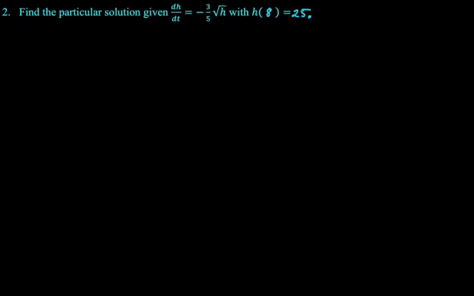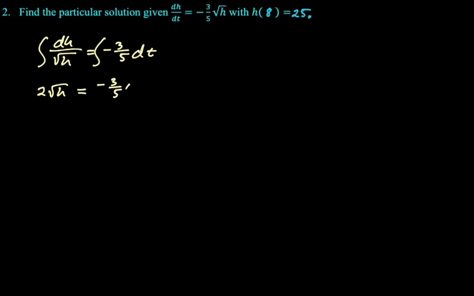All right, separate and integrate. So step 1, separate. So bring the radical h over. So we have dh over radical h. Bring the dt to the other side. We're going to throw some integral signs on here. I am thinking of that as h to the negative 1/2. So plus 1 times the reciprocal gives me 2h to the 1/2, or 2 root h. The right-hand side is just negative 3/5 t plus c.